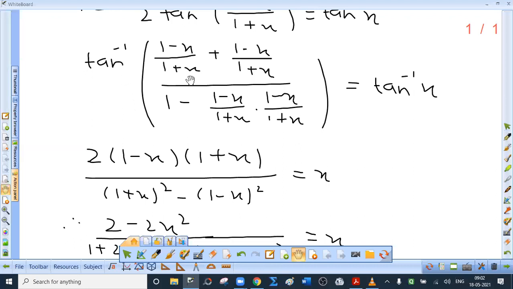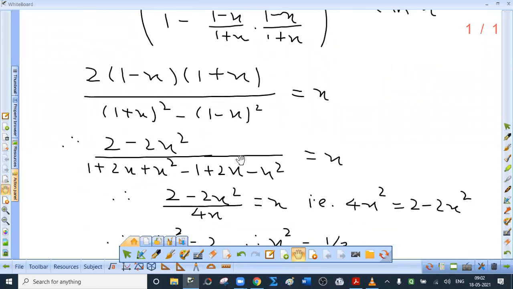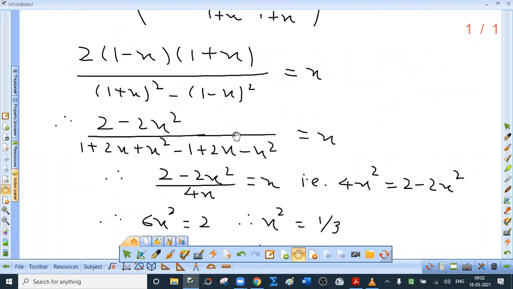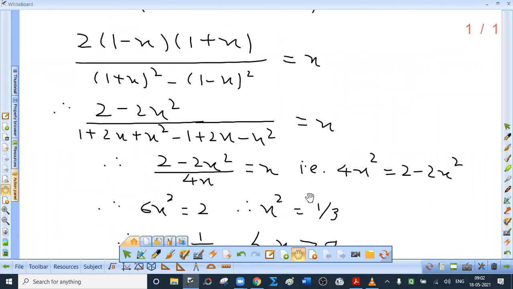So basically tan inverse P is tan inverse Q. So I have directly written P equal to Q. See, I have multiplied numerator and denominator by (1 plus x) square. And that is why I have written 2 times (1 minus x) into (1 plus x). What about the denominator? (1 plus x) square minus (1 minus x) square equal to x. Simplify, open all the brackets, cross multiply, you get which equation?